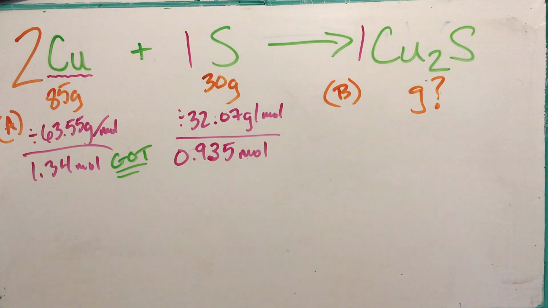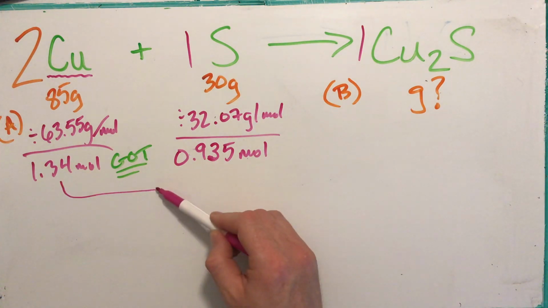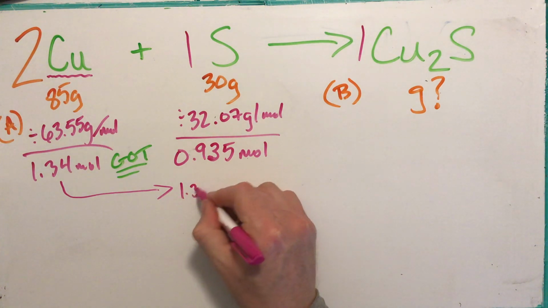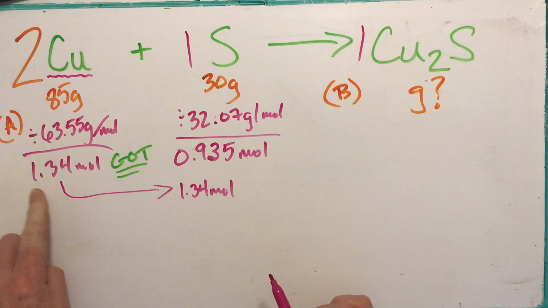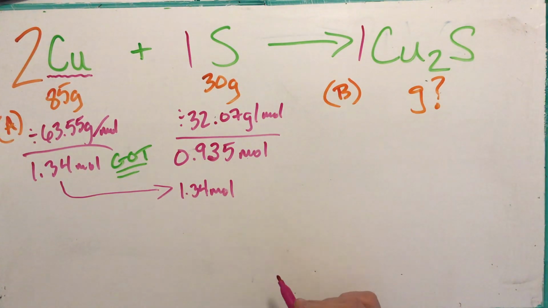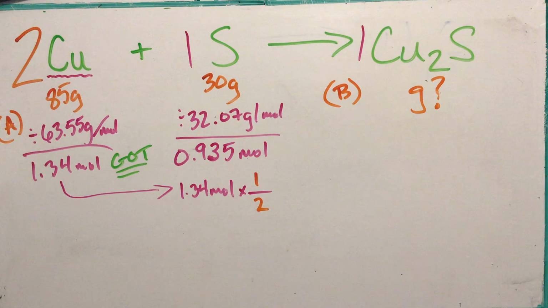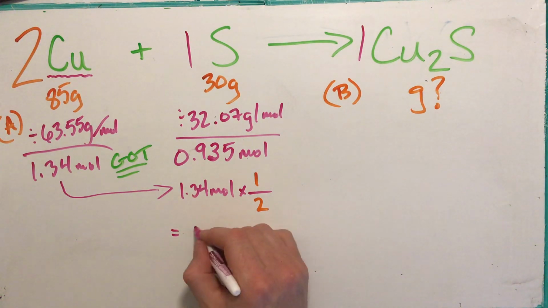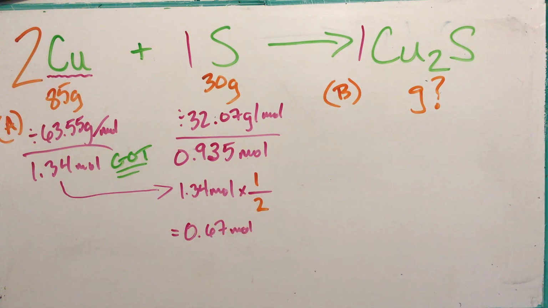Now I'm going to figure out my limiting reagent. Again, I always take the first one and bring it over. You can do it both ways. We showed you that before. So 1.34 moles. If I use up all 1.34 moles of the copper, how much sulfur will I need? So to bring it over, I multiply it by the mole ratio, which head over heels is 1/2. And it ends up being 0.67 moles.